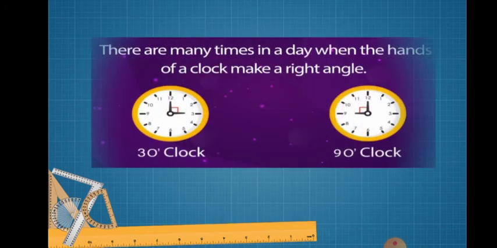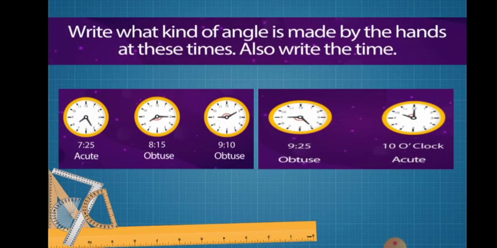Angles and time. There are many times in a day when the hands of a clock make a right angle. When the time is 3, the hands of the clock make a right angle. And also at 9 o'clock, the hands of the clock make a right angle. Write what kind of angle is made by the hands at these times.